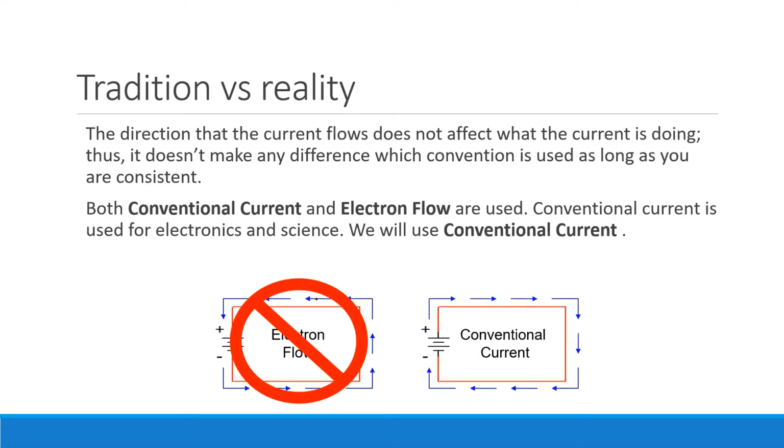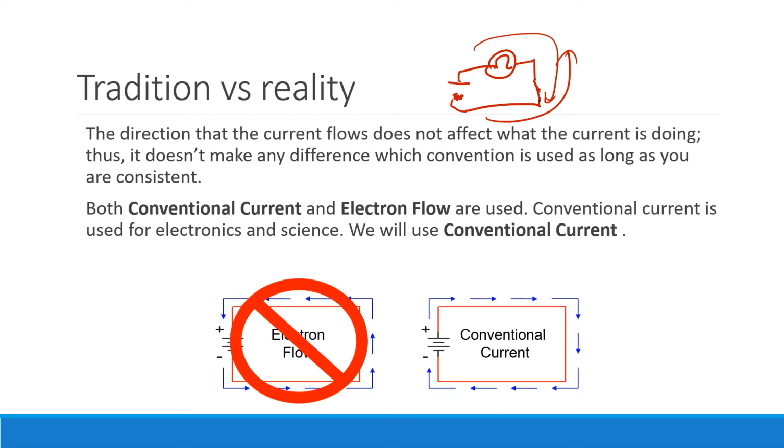Ultimately, what I mean by this idea at the top is if I have a circuit and it has a light bulb in it, I'll do a little switch here. It doesn't matter whether the electrons are going this way or whether the electrons are going this way. The light bulb will still switch on. So for a lot of devices, it doesn't matter.